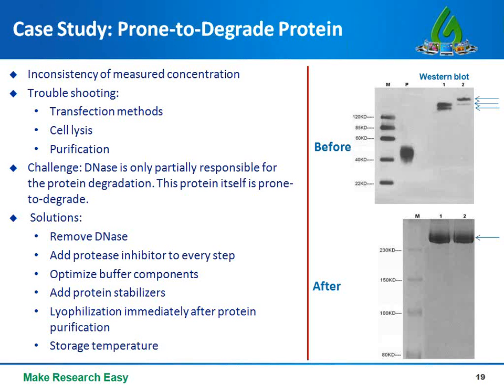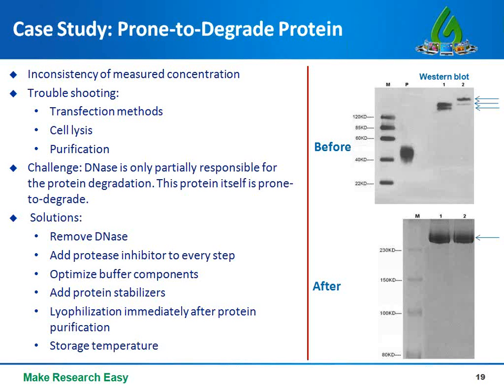The protein concentration the customer measured is inconsistent with what we measured before delivery. After we received the feedback from the customer, we immediately started the troubleshooting process. Our production team double-checked almost every step, including transfection methods, cell lysis, and purification steps. As shown on the right upper corner, the Western blot showed a certain level of degradation of the protein.